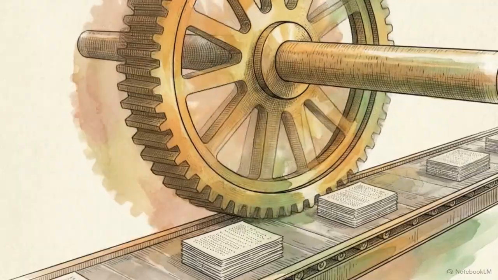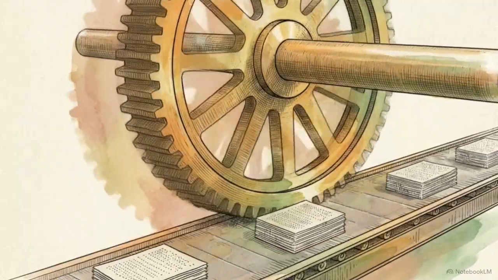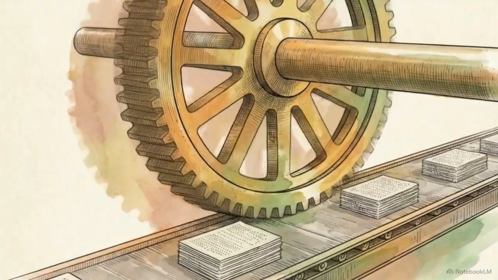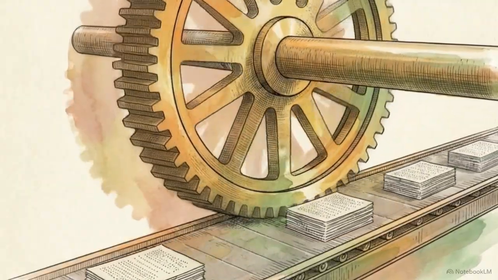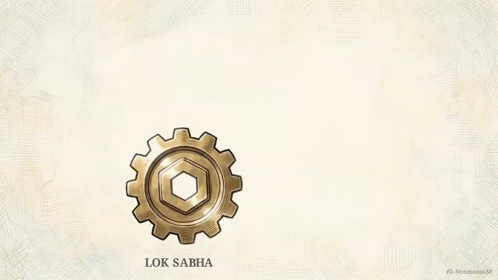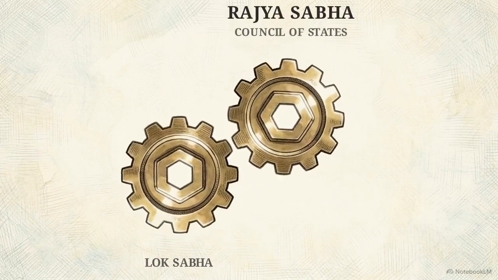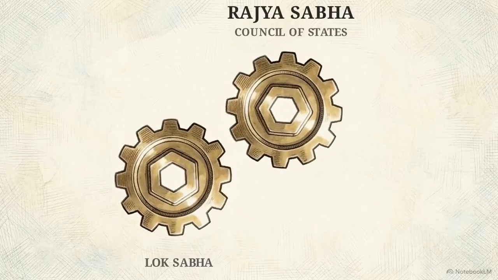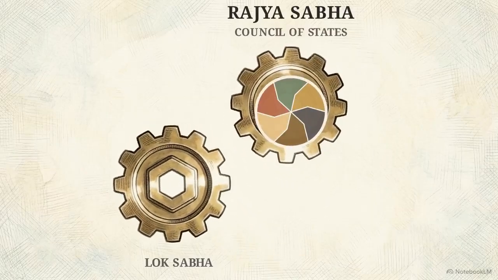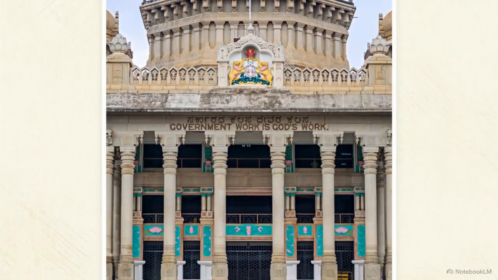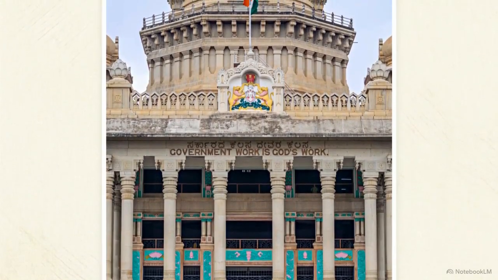Through these debates, the Lok Sabha converts the raw energy of the voting public into the legislative momentum needed to move the country forward. To maintain stability, the system includes a second gear, the Rajya Sabha, or the Council of States. This house protects regional and state-level interests. Citizens do not elect Rajya Sabha members directly.